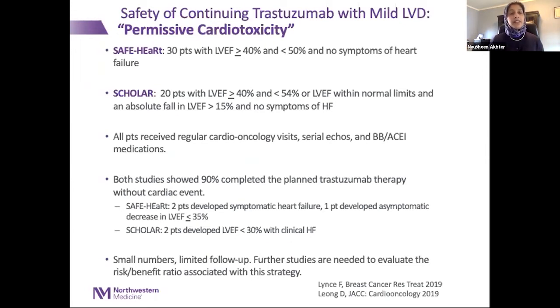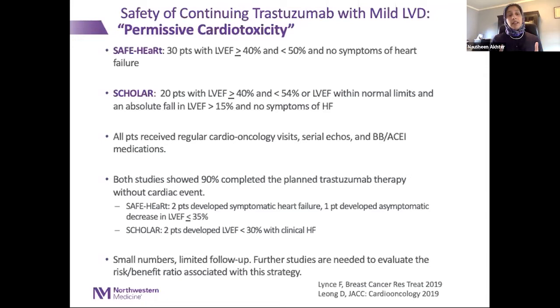The Safe Heart study and the Scholar study looked at patients with low EF without heart failure symptoms. All of these patients received regular cardio-oncology visits, serial echoes, and were treated with goal-directed medical therapy. Both studies showed that 90% of patients completed their planned trastuzumab without any cardiac events. In Safe Heart, 2 patients developed symptomatic heart failure, 1 developed an asymptomatic decline in EF. And in Scholar, 2 patients developed symptomatic heart failure.